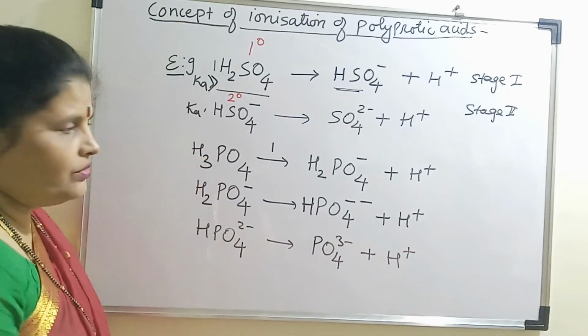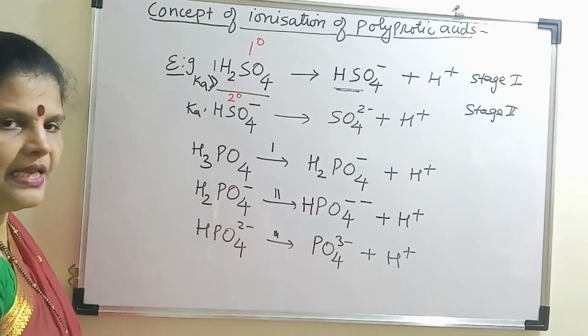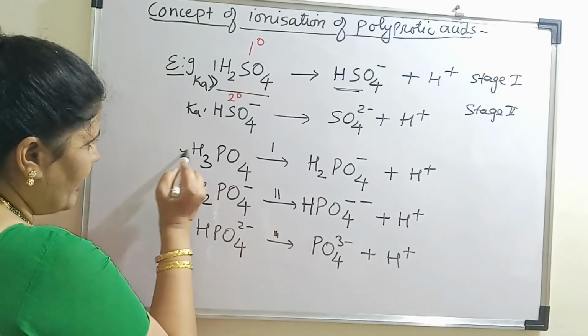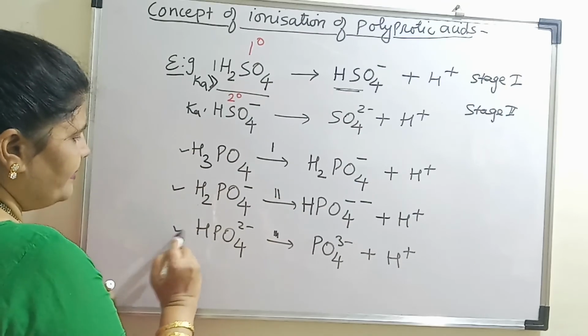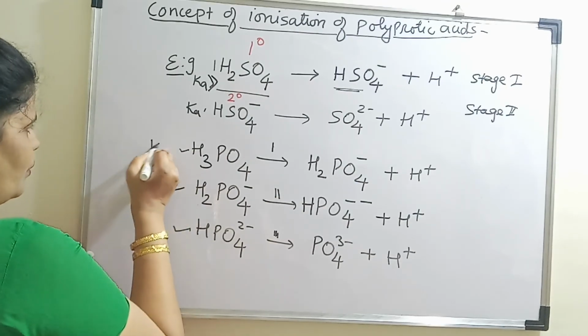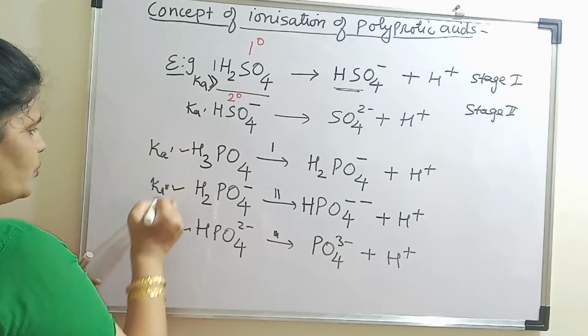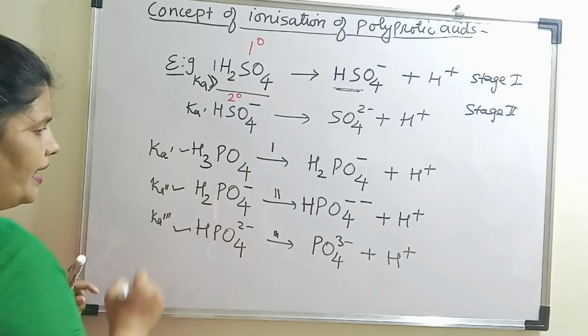So this is how stage 1, stage 2 and stage 3 reactions take place. If you see this, these are your primary, secondary and tertiary acids. Their dissociation constants are K1 or Ka1, this will be Ka2 and this will be Ka3.